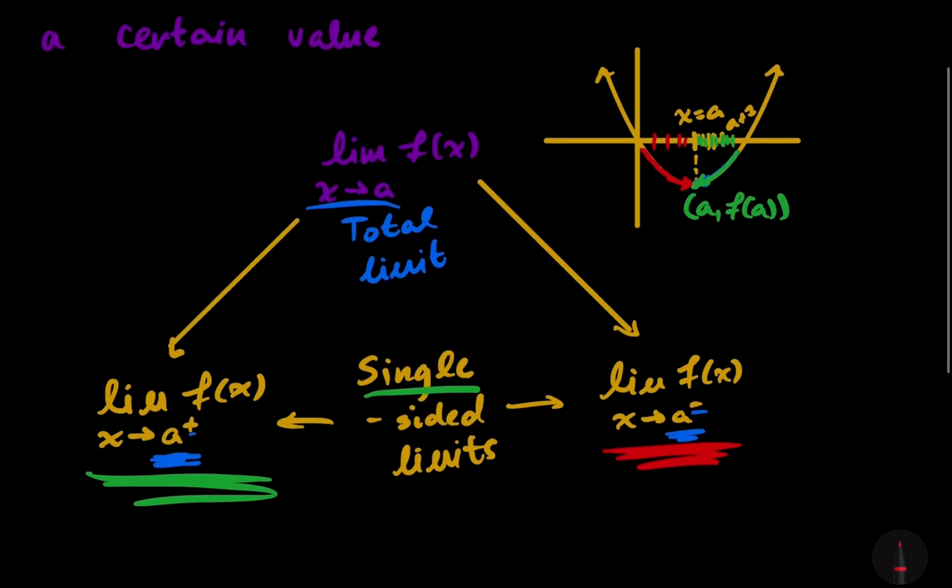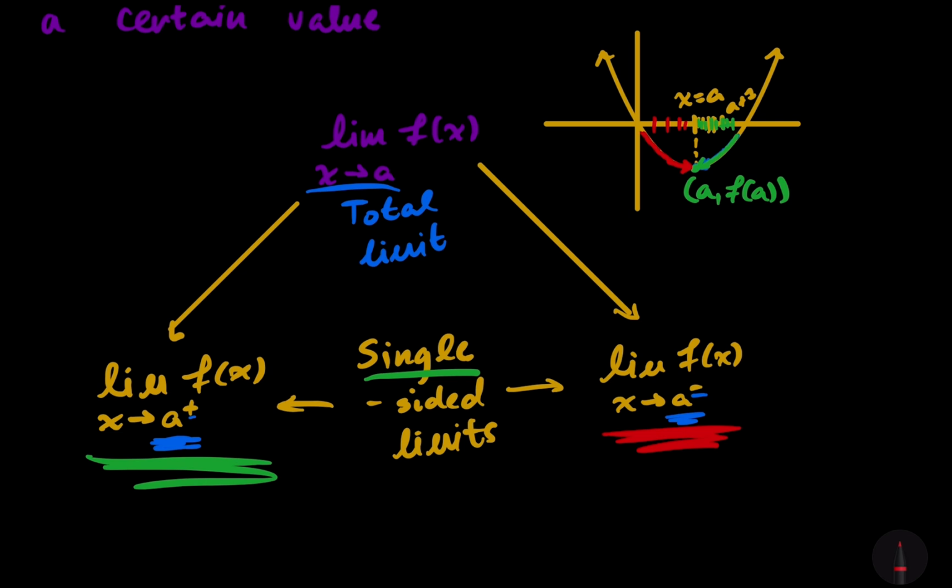So this is just a general definition of a limit. These are the one-sided limits, and then if we wanted to take the overall or the total limit, that would just be taking into account both of these: both the one-sided limit from the values that are less than a and the one-sided limit from the values that are greater than a.